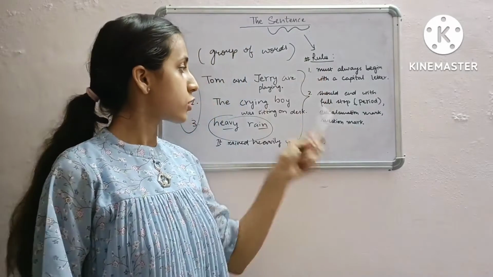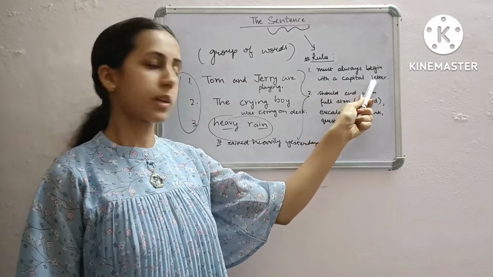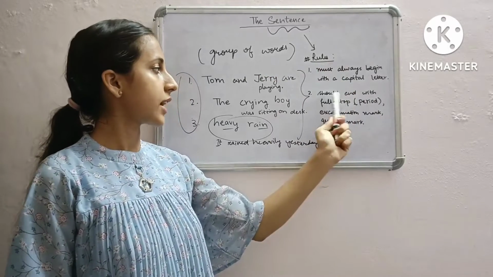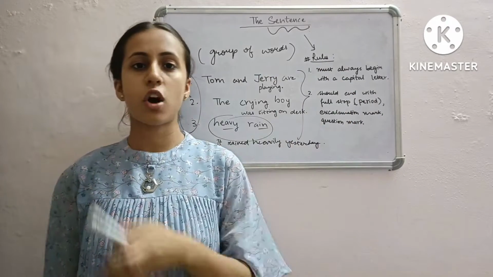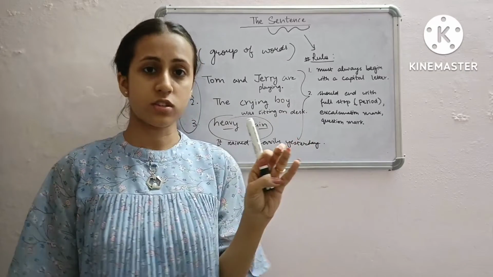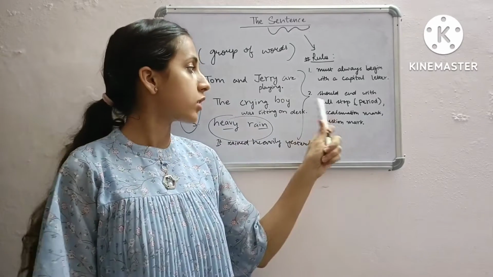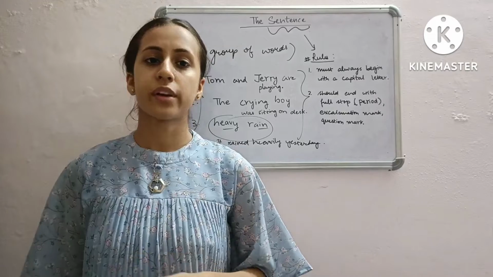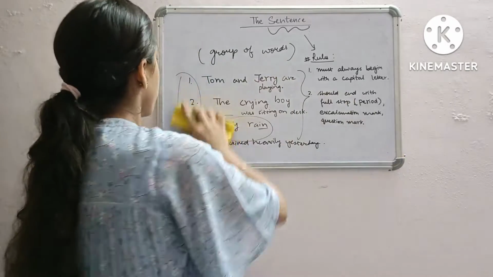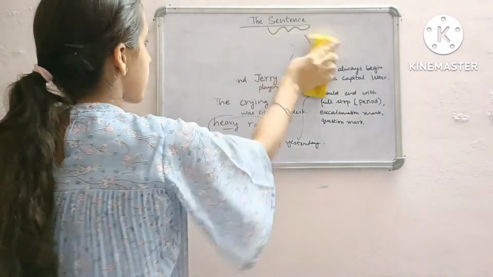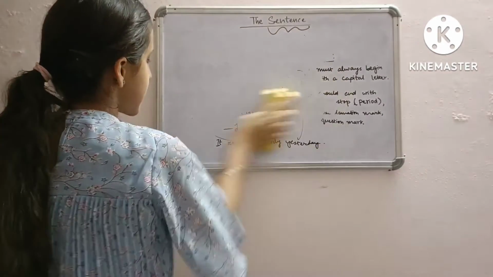So now, did you get the two rules? The first one was it should begin with a capital letter, revising it. The second one is that it should end with a full stop, an exclamation mark, or a question mark. And for your more knowledge, the full stop is also known as a period. Okay? And now, let's do some more examples on writing a simple sentence.